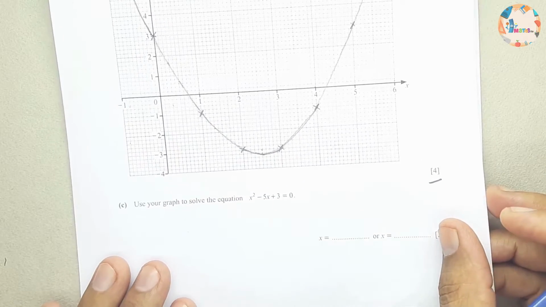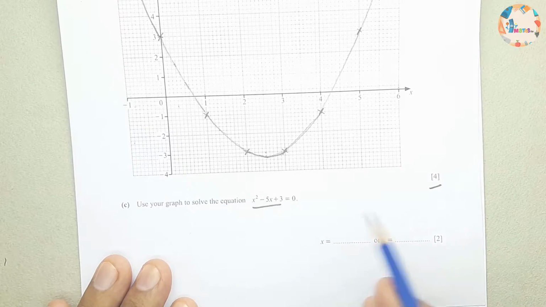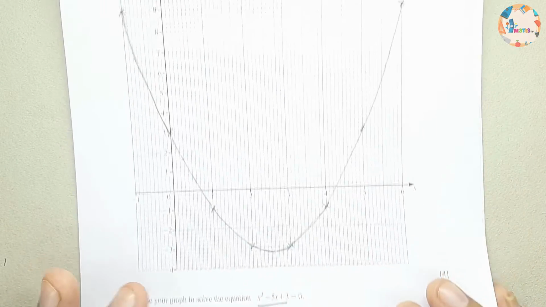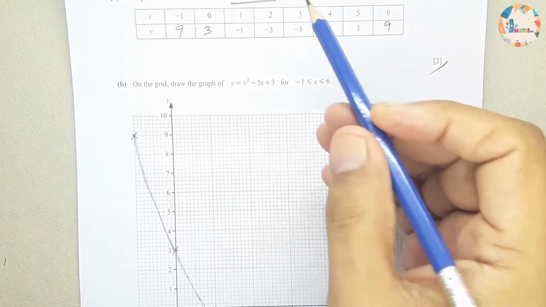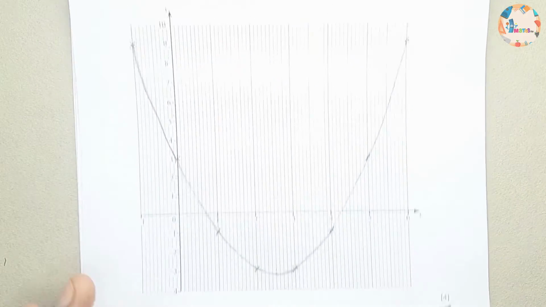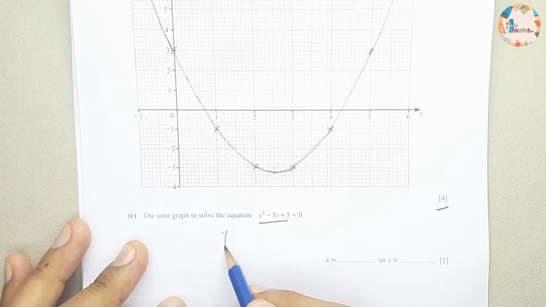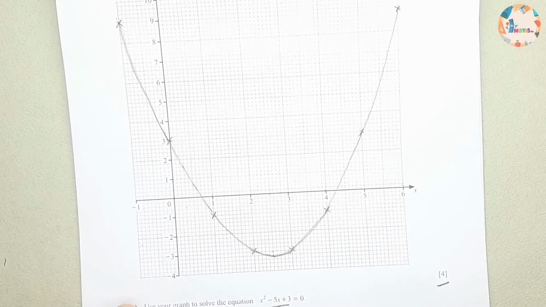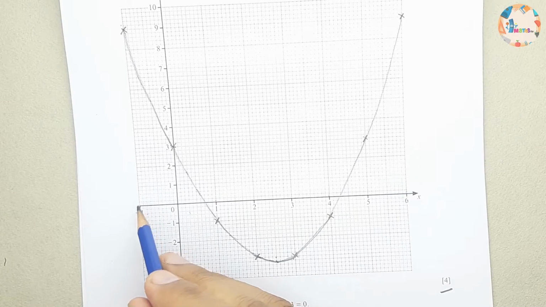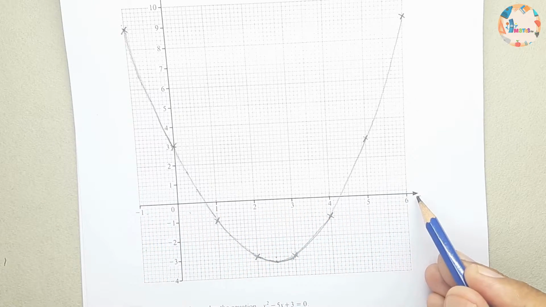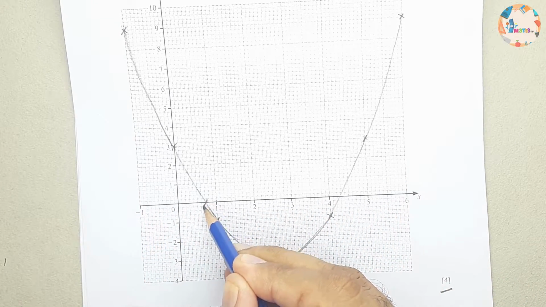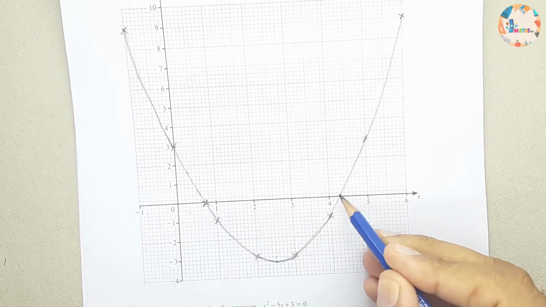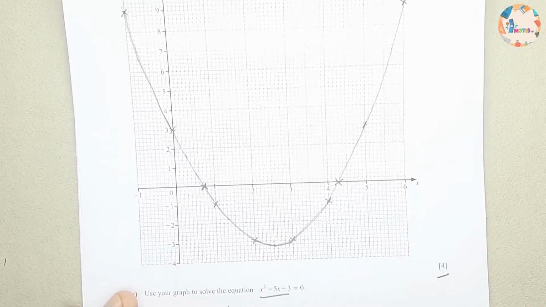Then they are saying use the graph to solve this equation. And if you see this equation, x squared minus 5x plus 3, which is the same as this, it means we can write this one as y is equal to 0. And y is equal to 0 is which line? Y is equal to 0 is the x-axis basically. So your solution will be this point and this point. So these are the 2 points.